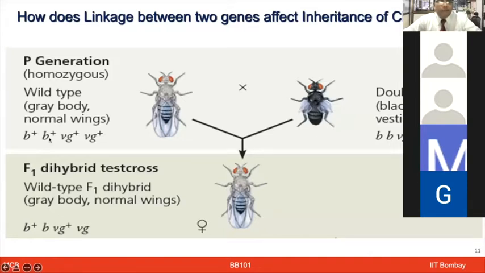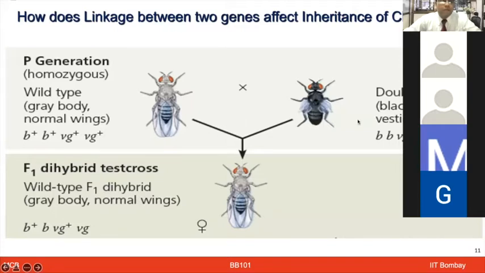If you look at the notation, you can draw it as b+ vg+ on one chromosome and, on the other chromosome, b+ vg+. It is easier this way: b+ is the normal body, and vg is the term for vestigial, but here it is not vestigial, it is normal, so vg+. Vestigial means very minute or very small, which is the notation used here. So now we have b vg and again b vg, which is the double mutant.